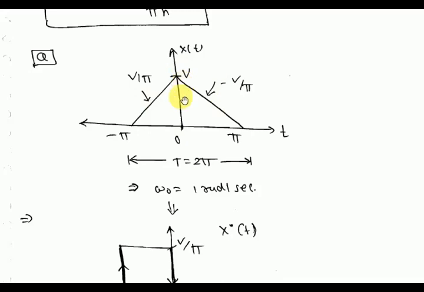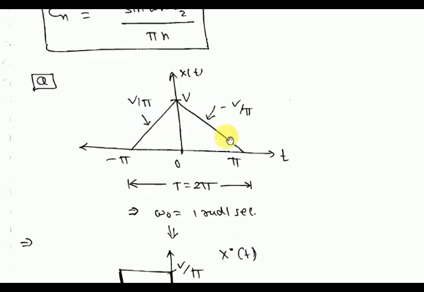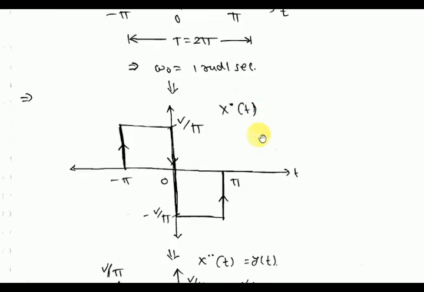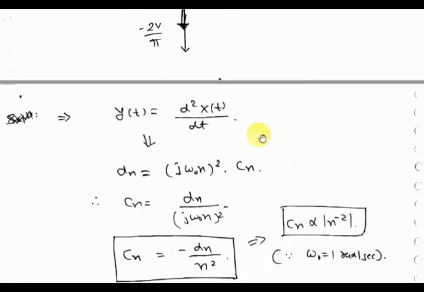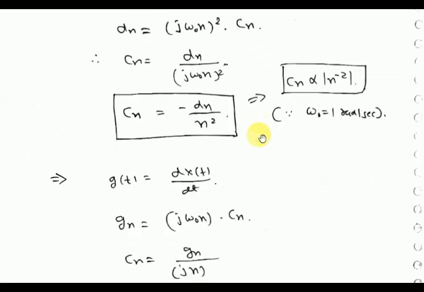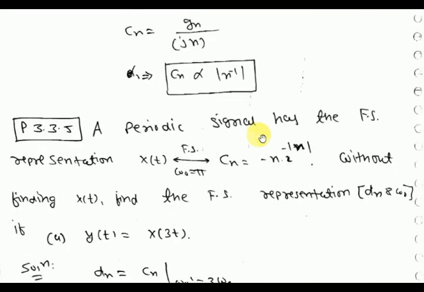Next question is this: again using the differentiation property, you have to find the Fourier series coefficient. First of all, this is a combination of ramp signals. If you differentiate it, you will get a combination of step signals. Then if you differentiate it again, you will get impulse signals. Then you can find the Fourier series coefficient. You have to differentiate twice. You will find this.